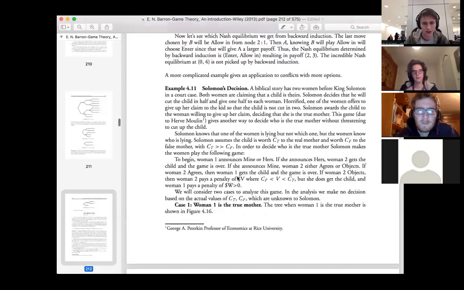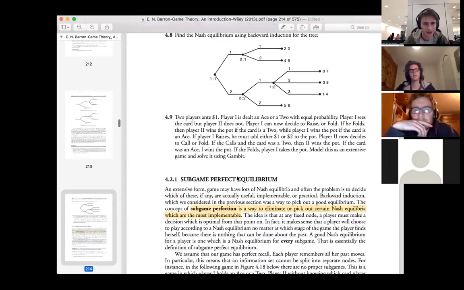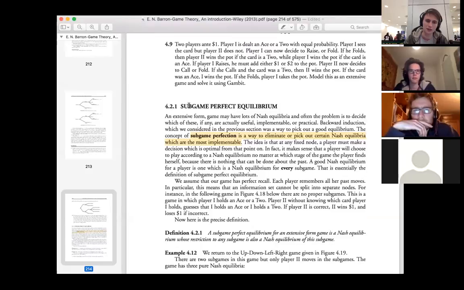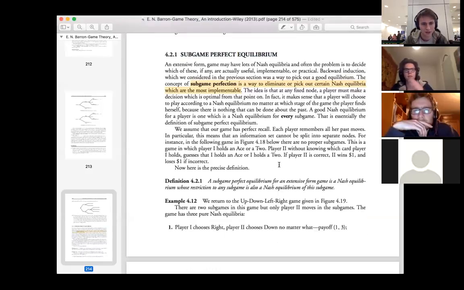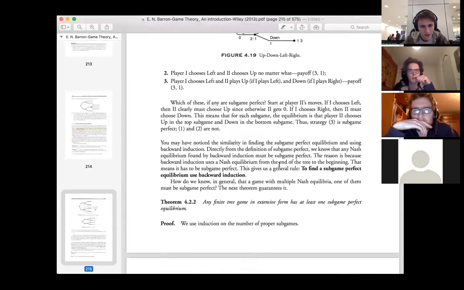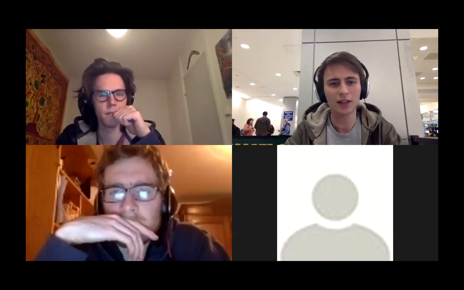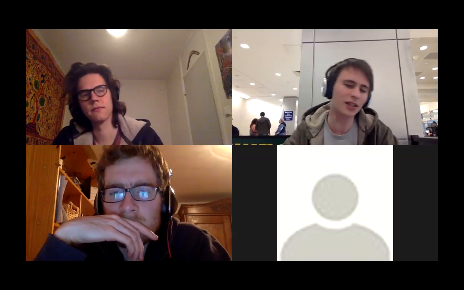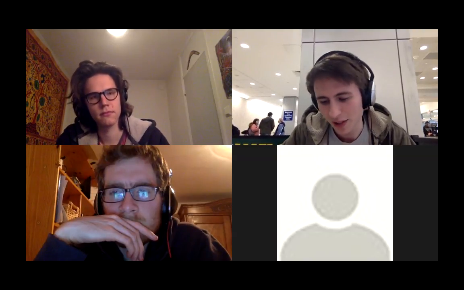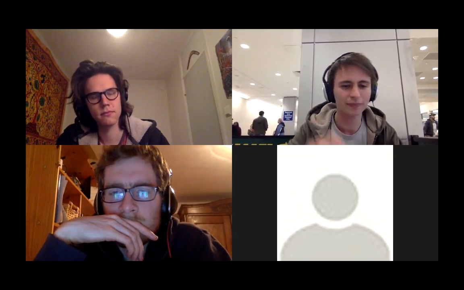So I think that's really it. I didn't quite finish this section, the subgame perfect equilibrium part. I didn't finish that. But yeah, I think that's mostly it. It was a pretty simple chapter, pretty short and straightforward.